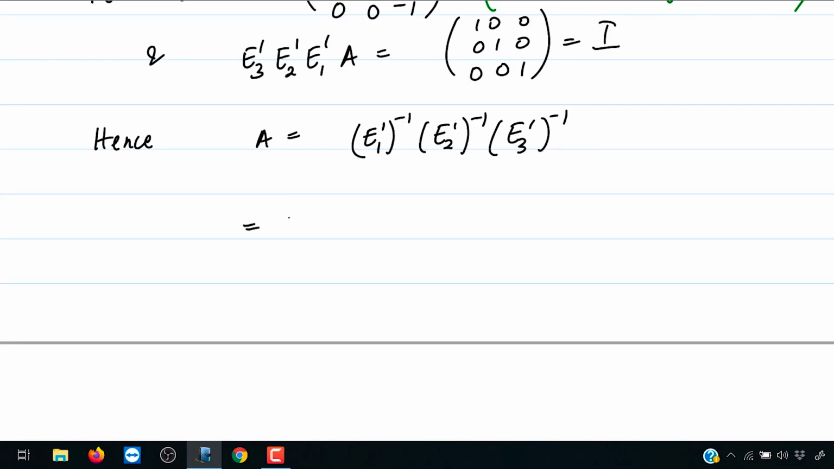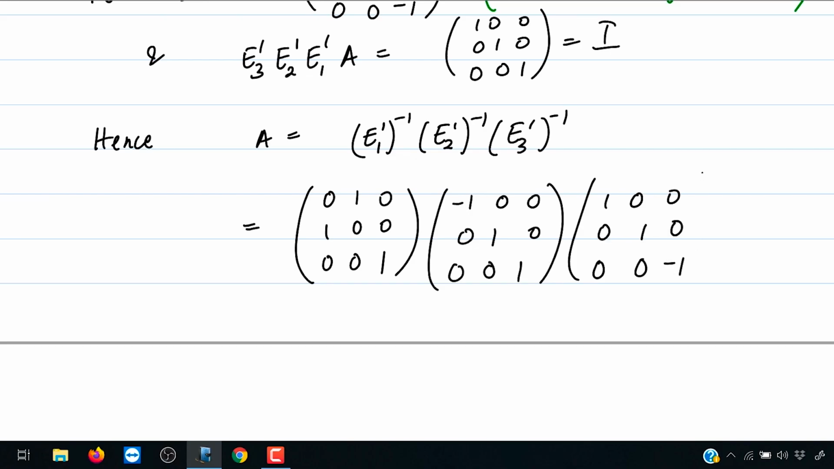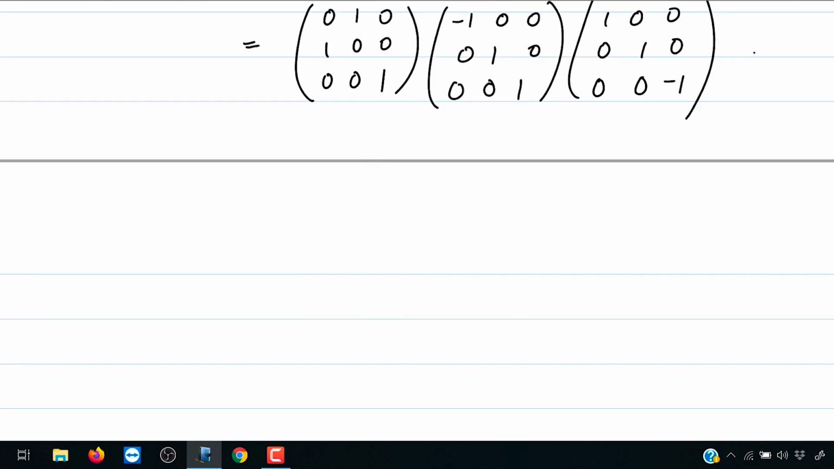So this is going to be equal to, the first one was 0 1 0, 1 0 0, 0 0 1. Then E2 was minus 1 0 0, 0 1 0, 0 0 1, and the third one was 1 0 0, 0 1 0, 0 0 minus 1. So these are precisely the matrices we were looking for. This is our E1, this is our E2, and this is our E3.